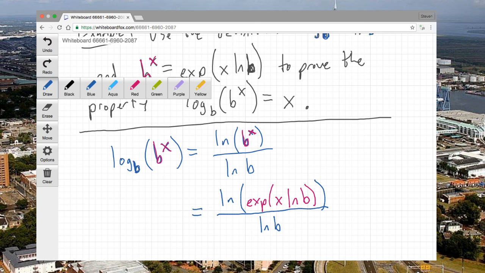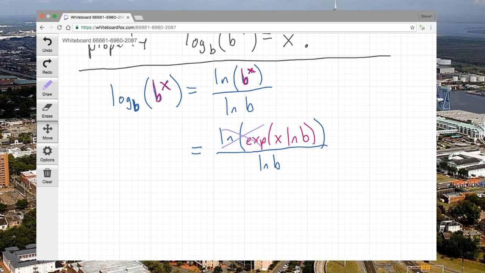Alright, good news. Natural log and the exponential function cancel each other out. So what am I left with? I'm left with x times the natural log of b divided by the natural log of b, cancel, cancel. And that finishes the proof. And that lets us have a general logarithm and a general exponential function. They have the properties that they're supposed to, but now they've been defined rigorously using integrals.